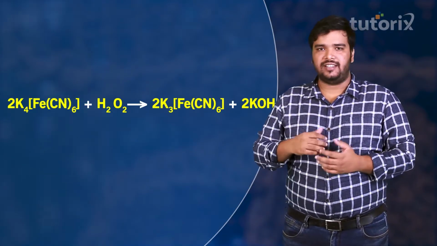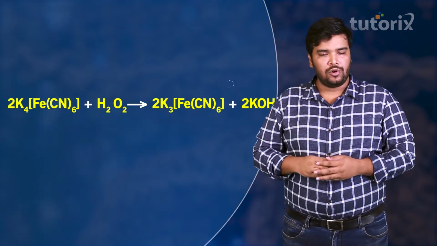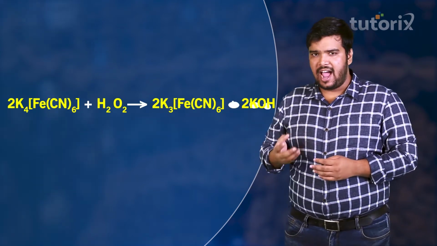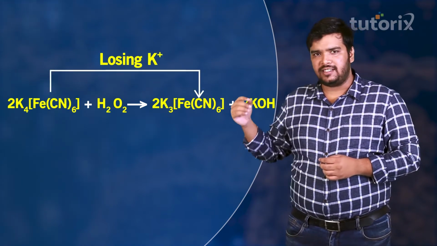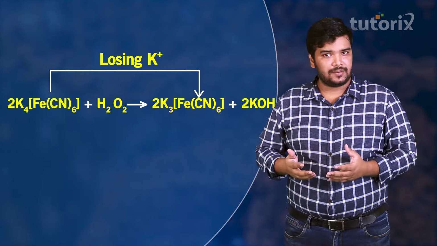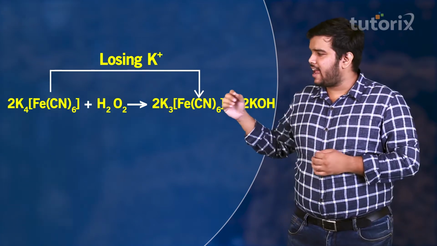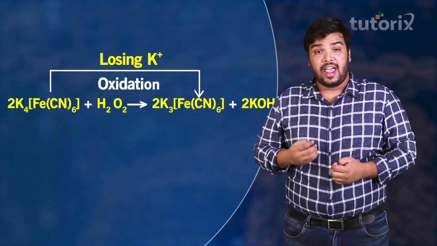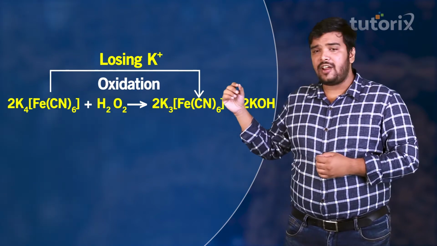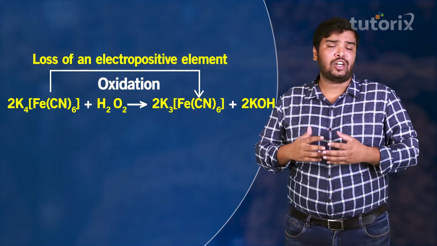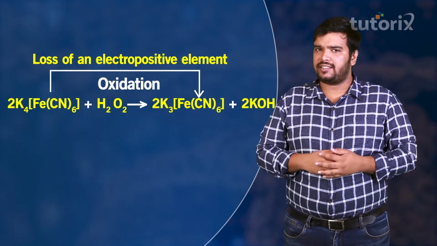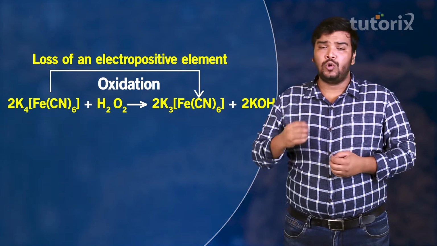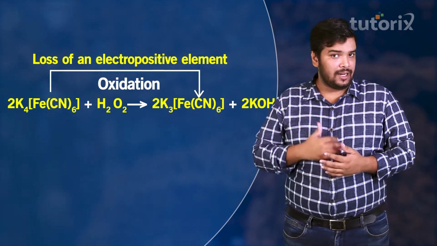Now, in this reaction, you can see K4Fe(CN)6 is reacting with H2O2 to form K3Fe(CN)6 and KOH. If you notice carefully, K4Fe(CN)6 is losing K+. Now scientists saw that this reaction is also oxidation reaction. And what is happening here? K4Fe(CN)6 is losing an electropositive element. Hence, scientists realized that they have to extend the definition of oxidation to loss of electropositive element as well.